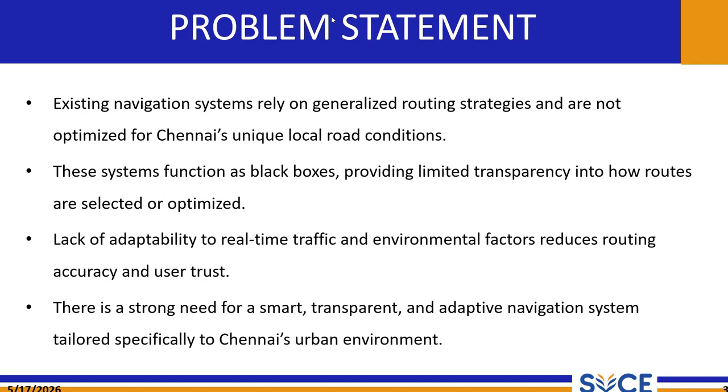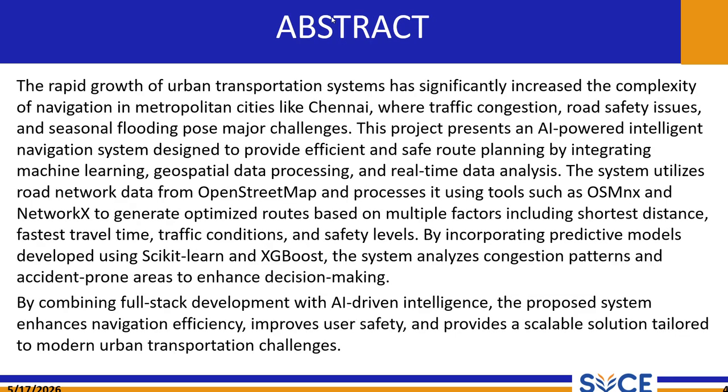Chennai's rapid urbanization has created severe traffic problems. Existing navigation apps like Google Maps use generalized algorithms that don't work well here because they ignore narrow residential streets, metro construction diversions, seasonal flooding in Velachery, Tambaram or Porur, and complex one-way systems.